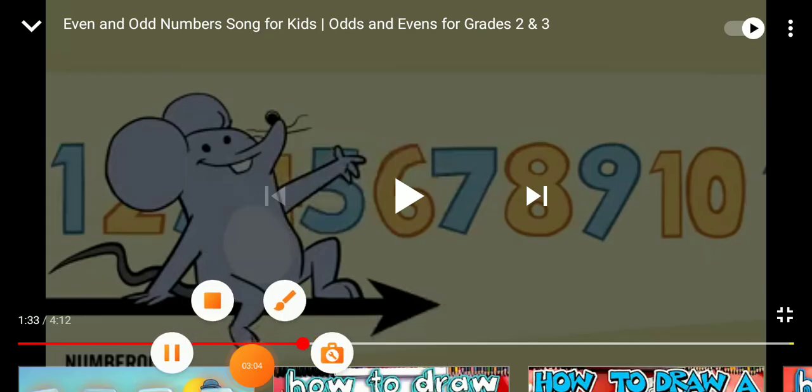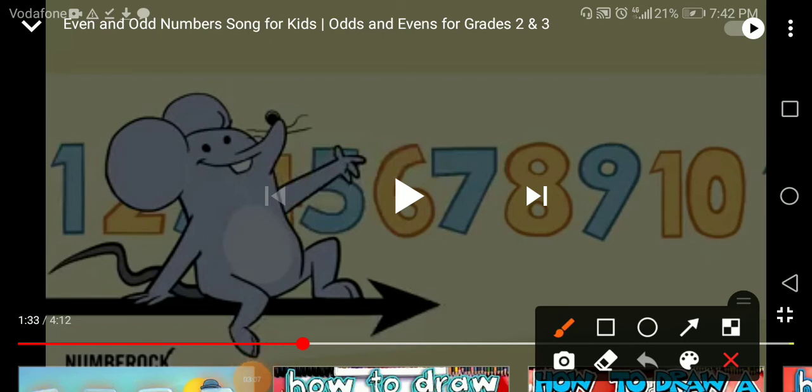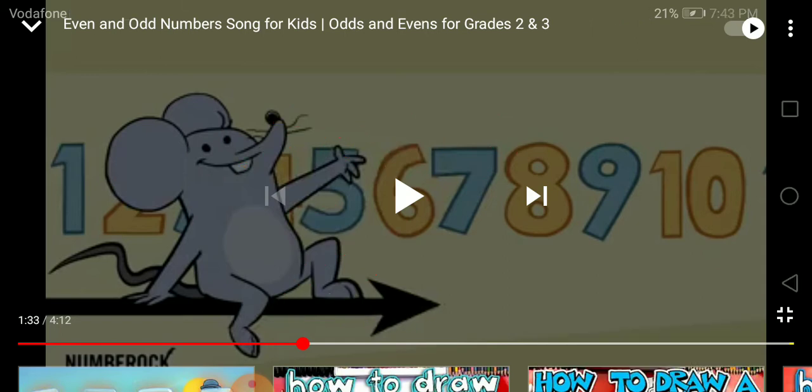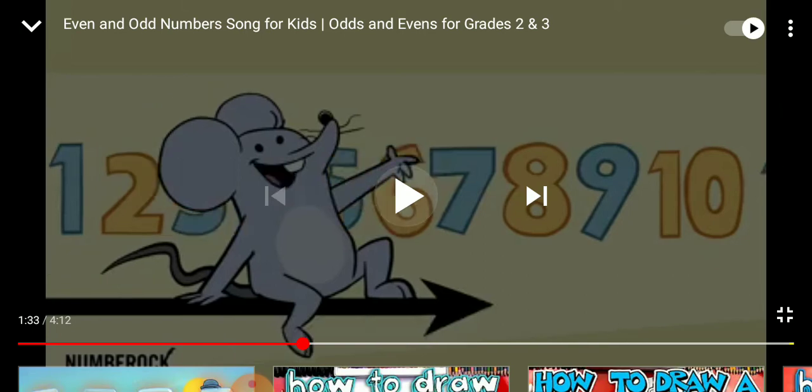Okay, then what happened just now? The rat tells us what about the odd numbers? We have 1, 3, 5, 7, and 9. And he told us they are odd numbers. They can't be divided into two equal numbers. So we have, like, 3. It can't be divided into 2 because 3 is what? 2 plus 1. So it's not the same number. This is an odd number, right? So let's continue. Is it interesting? I think it is. Let's continue now.